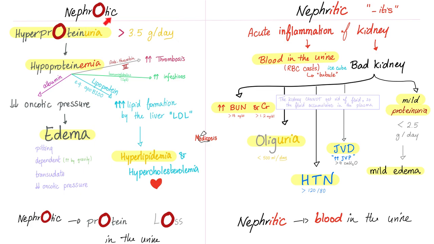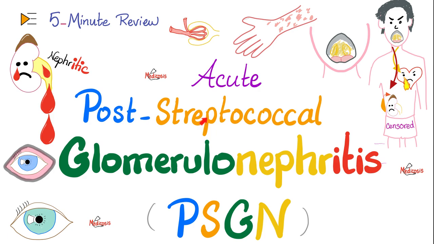If you remember nephrotic syndrome, which is not today's topic, we talked about 4 features: high protein in the urine, low protein in the blood, edema, and hyperlipidemia. In nephritic syndrome, however, we have 7 features: hypertension, hematuria, jugular venous distension, oliguria, mild edema and proteinuria, and renal azotemia. Let's start by talking about acute post-streptococcal, then we'll review IgA nephropathy, and then we'll compare between the two.